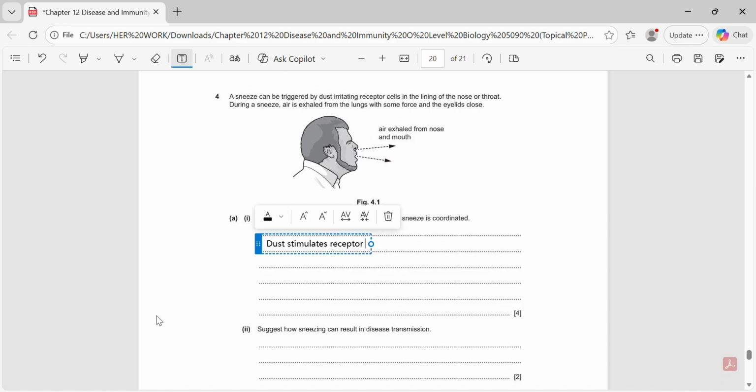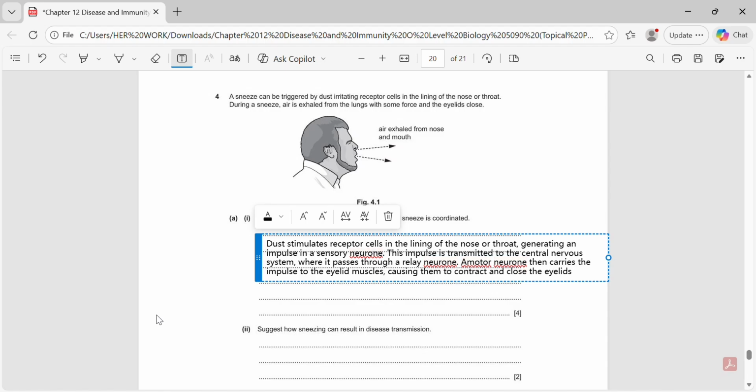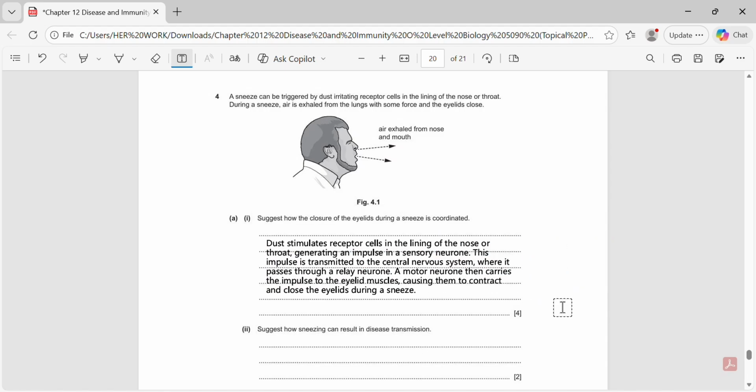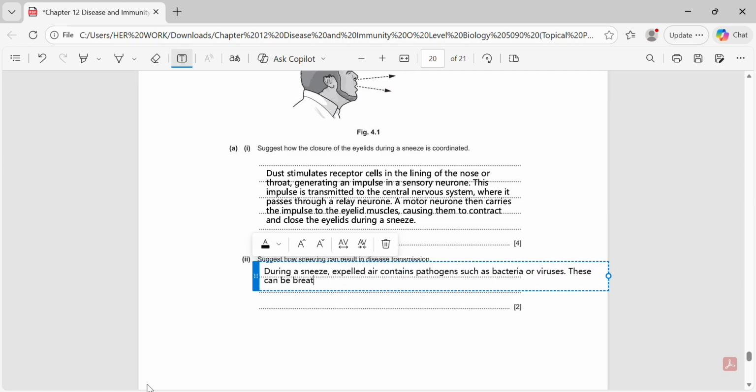So we would write, dust stimulates receptor cells in the lining of the nose or throat, generating an impulse in a sensory neuron. This impulse is transmitted to the central nervous system, where it passes through a relay neuron. A motor neuron then carries the impulse to the eyelid muscles, causing them to contract and close the eyelids during a sneeze. The next part asks, suggest how sneezing can result in disease transmission. The answer is, during a sneeze, expelled air contains pathogens such as bacteria or viruses. These can be breathed in by another person or land on surfaces and be taken into the body later, leading to disease transmission.